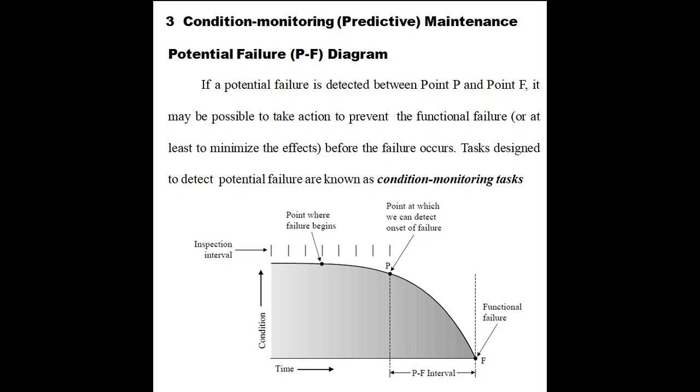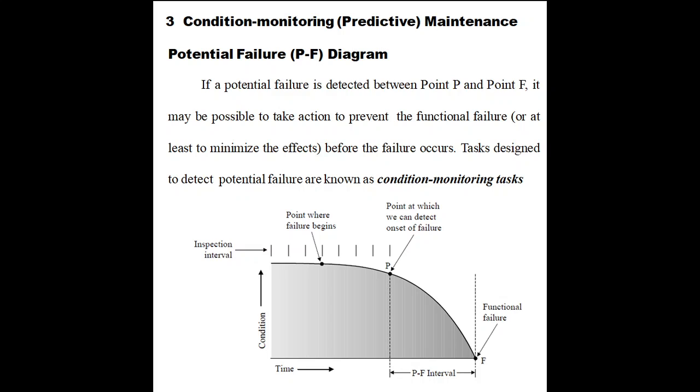So this is the common life period plot and life period rate we can estimate for most of the components. Then predictive maintenance we should always be aware about, and it is very important to check the failure of the machine. So important here is the potential failure PF diagram. You can see in the diagram that there are 2 points. Point P, where we can detect the onset of the failure, means we can see the beginning of the failure, while point F is the functional failure, complete failure.